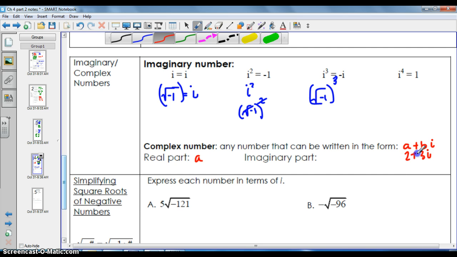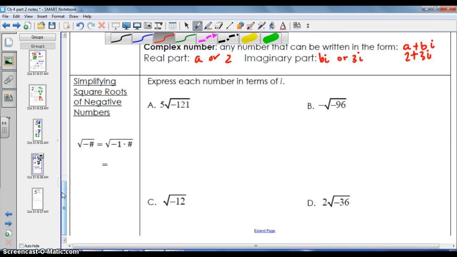This would be considered a complex number. And the 2 is going to be our real part, so A or 2. And then our imaginary part is the B, any number in front of our I or connected with our I. In this case, it's the 3I. That's our imaginary part, what's with the I.